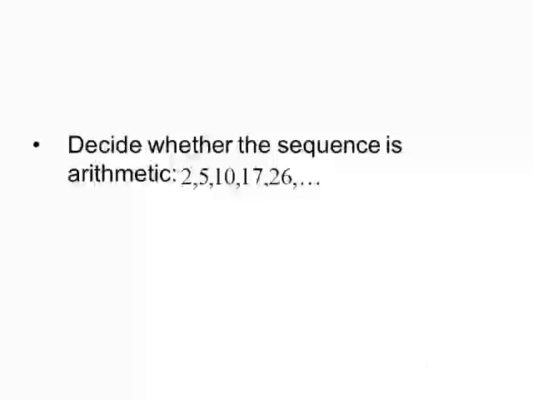Is this one arithmetic? No. Why not? There's no common difference. And that's enough of an explanation. And since we use the letter D for common difference, we can just say that there is not a D value that works here because we're adding 3, then 5, then 7, then 9.